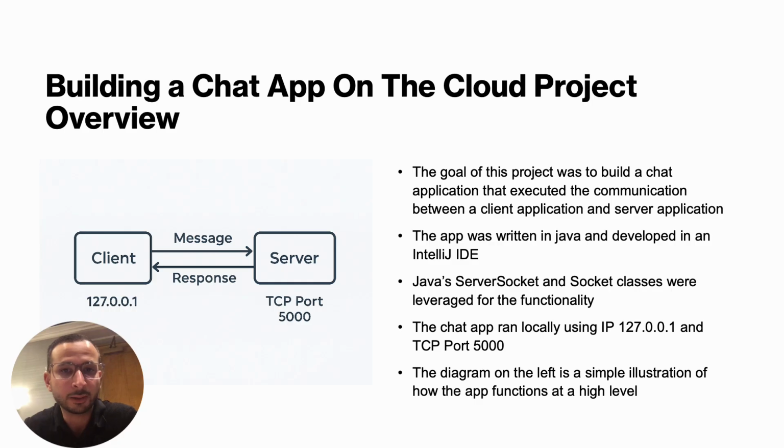The chat app ran locally, so it's pretty simple, all contained to the machine, leveraging IP address 127.0.0.1 and TCP port 5000 on the server side. I have included a simple diagram on the left-hand side of the slide to visualize the execution.